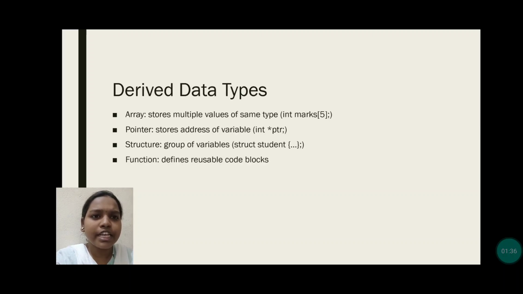And next one is derived data types. Derived data types are arrays, pointers, structures and functions. Array stores multiple values of the same type, and pointer stores the address of a variable. Structures store a group of variables, and functions define reusable blocks.